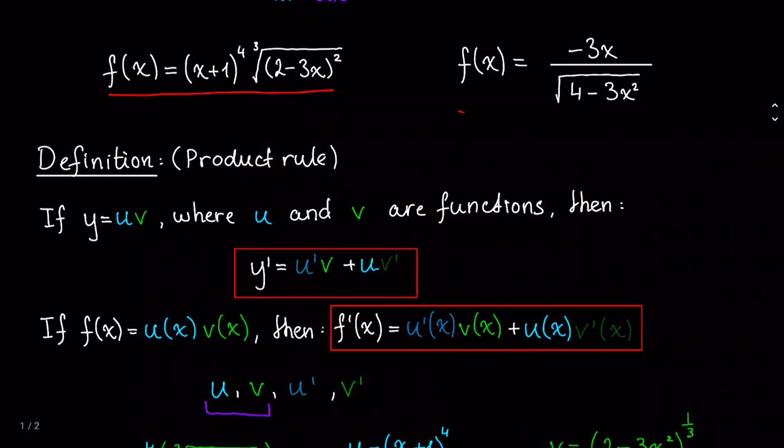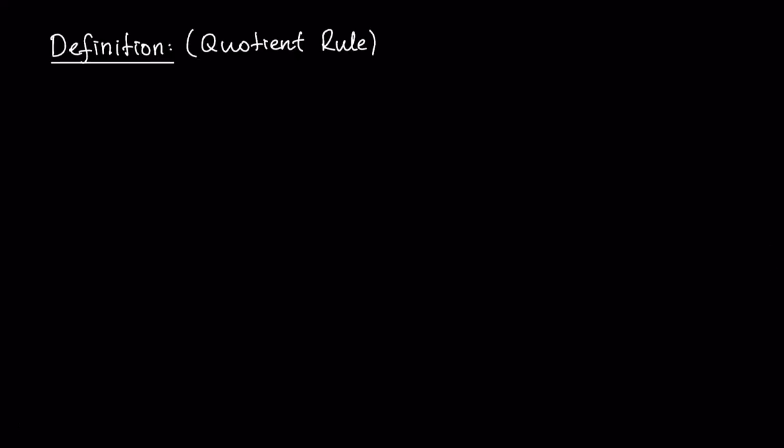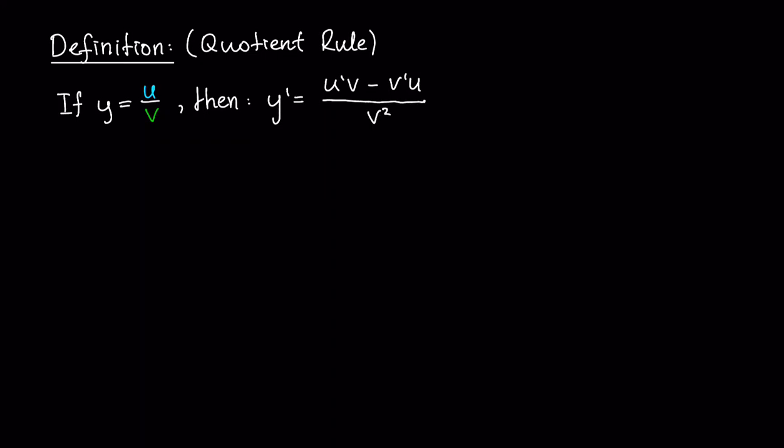Next up, we still have another example that we need to differentiate. So let's get straight into that. Again, I'd like to start with the definition before the example. Only this time, the definition is for the quotient rule. It basically says if our function y is in the form of u over v, then the y derivative would be u prime times v minus v prime times u, and all of this divided by v squared.